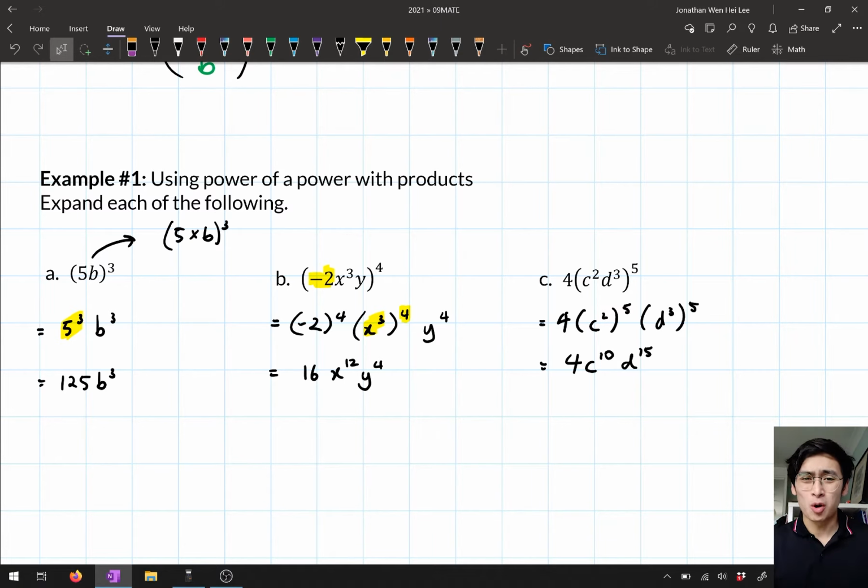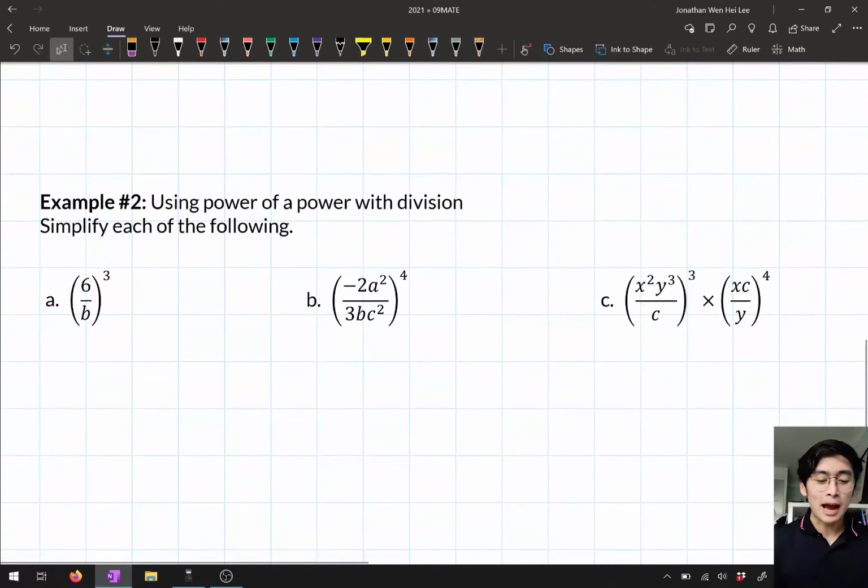We're also going to be looking at quotients. So what happens when we do division here? So using the power of a power with division. So simplify each of the following. Just like we did before, we're going to be raising each of the terms to the power that we have on the outside. But we just want to make sure that we put them in the right spot. If they're in the numerator, we keep them in the numerator. If they're in the denominator, we keep them in the denominator.